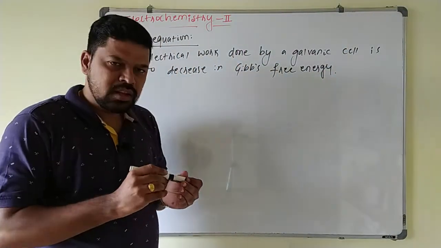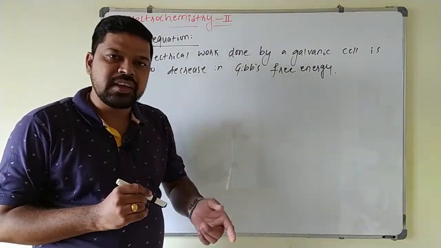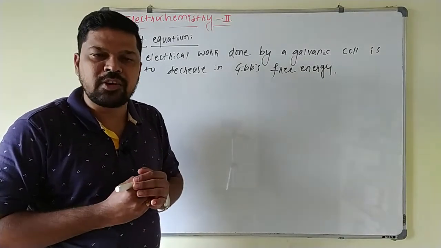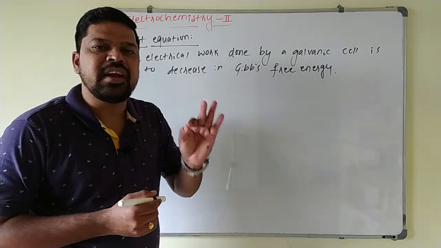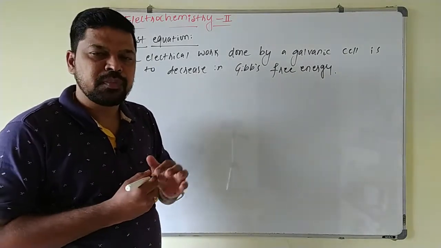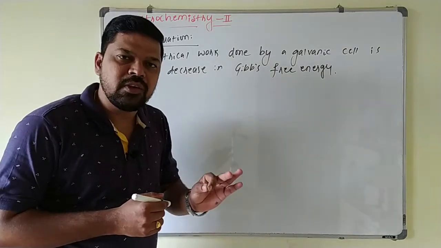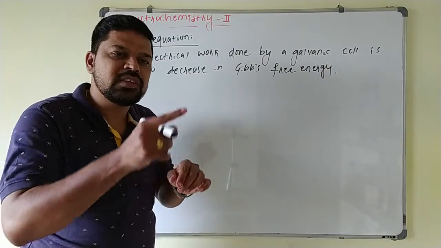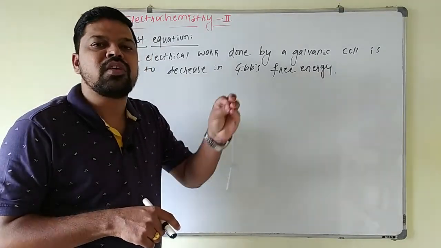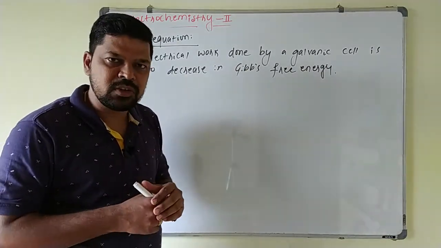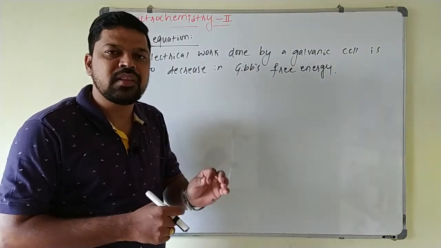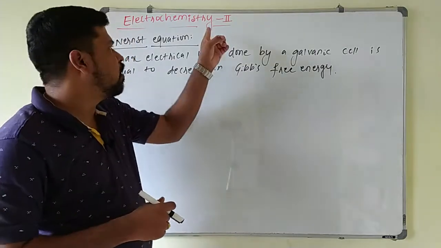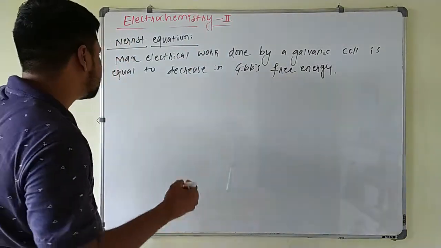Now the tendency of the atom to lose or gain electrons is expressed in terms of what? Electrode potential value. Electrode potential value indicates the tendency of the atom to lose or gain electrons. Now this electrode potential value changes with the concentration of ions in the solution. It depends on the concentration of ions in the electrolytic solution. Now the quantitative relation between the electrode potential value and the concentration of ions in the solution is given by what? Nernst equation.